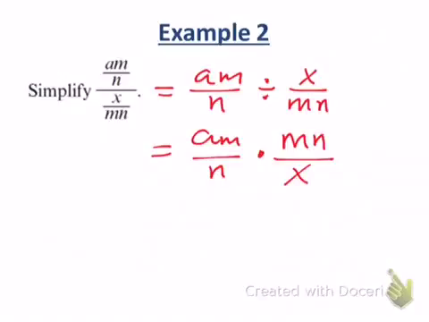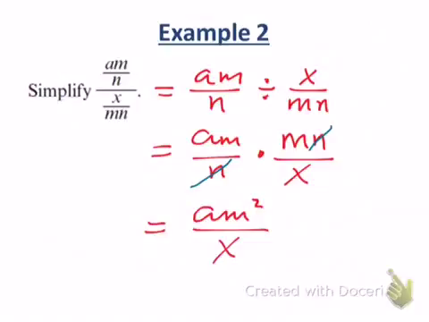And here is a perfect example of where we're multiplying and we can cross-cancel factors. Is the n a factor of the numerator? Yes. Is it a factor of the denominator? Yes. So we can cancel the n's, and we are left with am squared over x. How do we know we're finished? No complex fractions, and nothing else can cancel. We don't have any other factors that can cancel out. Our fractions are reduced, and there's no complex fractions left.